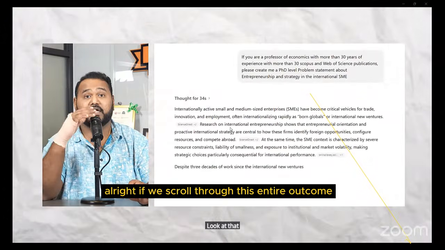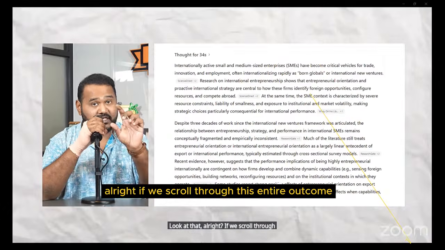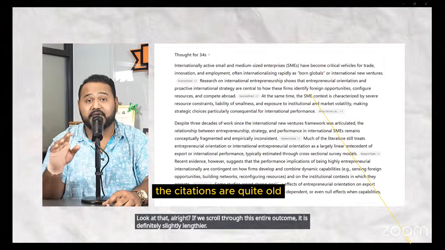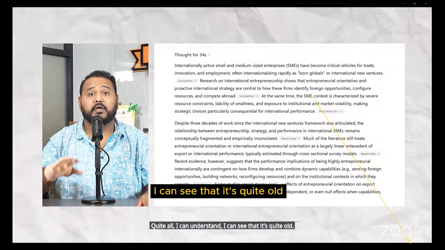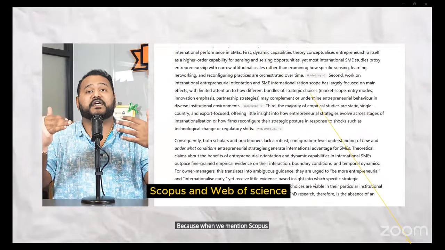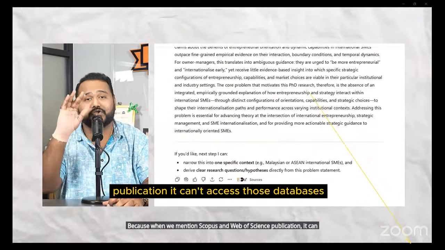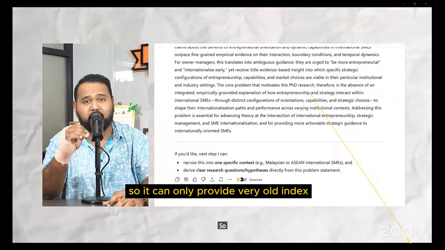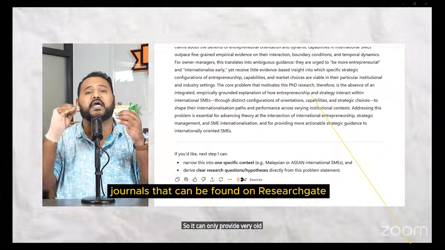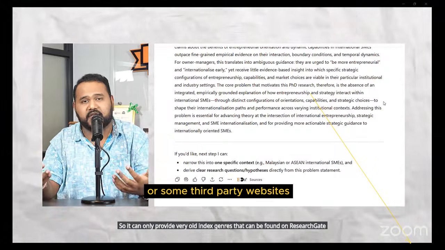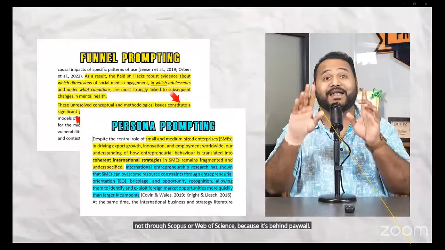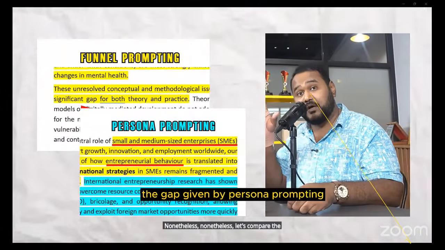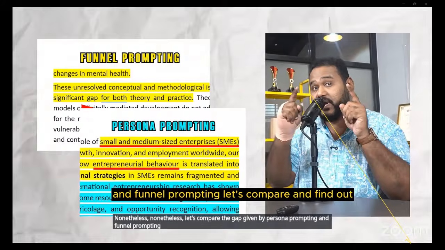Look at that. If we scroll through this entire outcome, it is definitely slightly lengthier. The citations are quite old. I can see that it's quite old, because when we mention Scopus and Web of Science publication, it can't access those databases. So it can only provide very old indexed journals that can be found on ResearchGate or some third-party websites, not through Scopus or Web of Science, because it's behind a paywall. Nonetheless, let's compare the gap given by persona prompting and funnel prompting. Let's compare and find out.